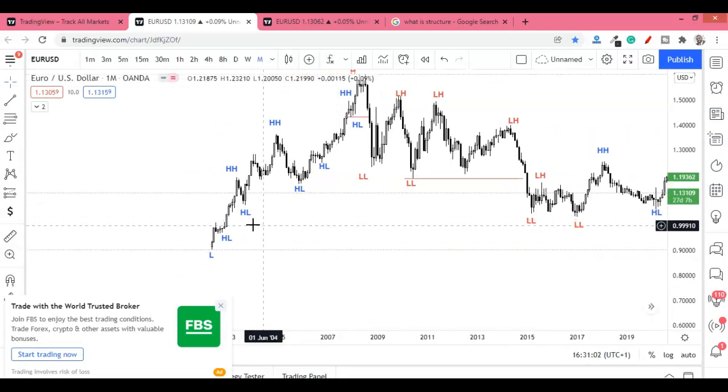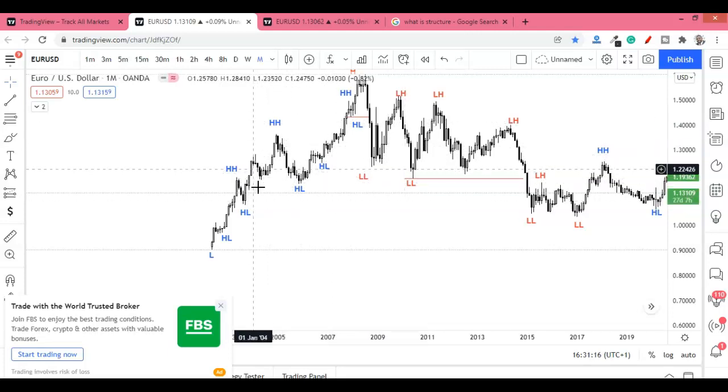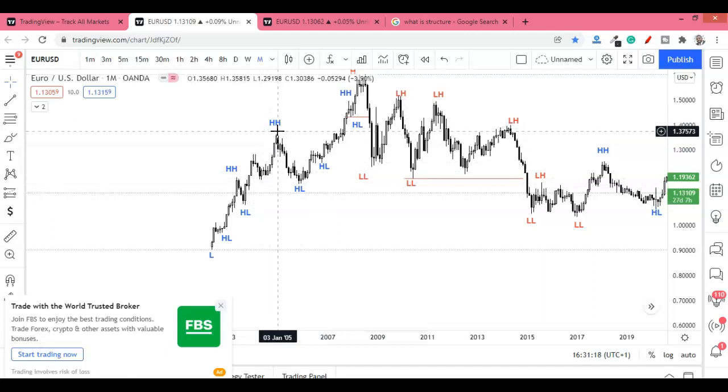Same thing happens here. A close above here, we have a bullish break. Then we have a move to the upside. This is a higher high. This is a higher low. I don't want to annotate every point on the chart, it will look so messy. Okay, higher high, higher low.